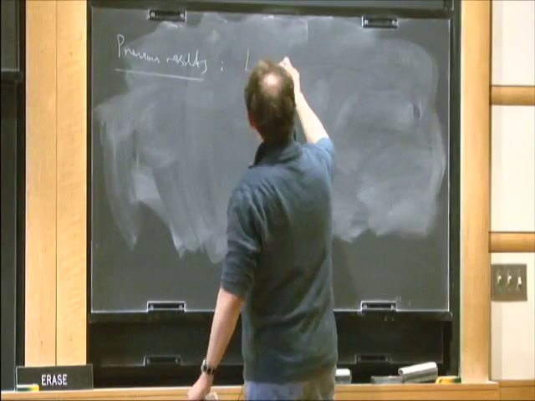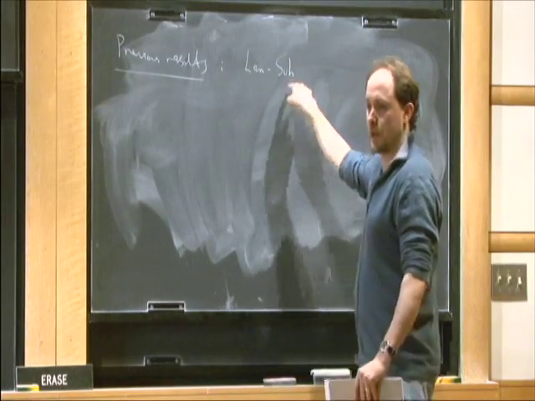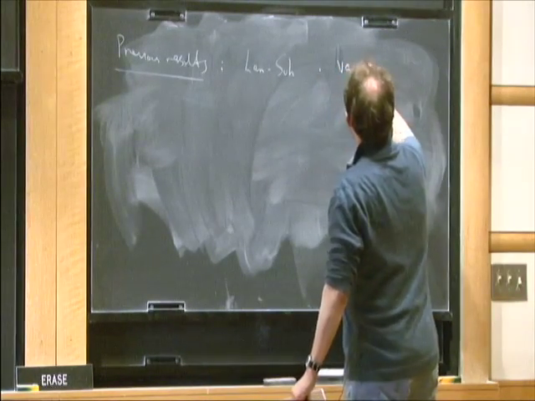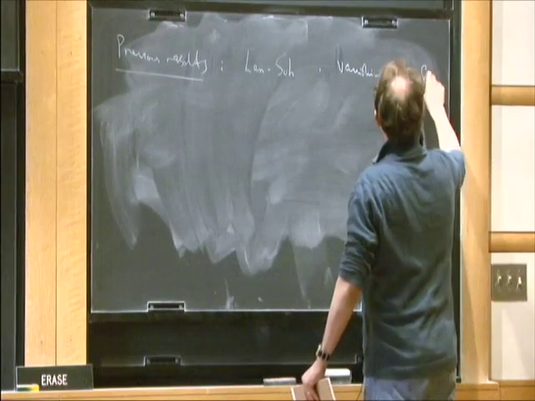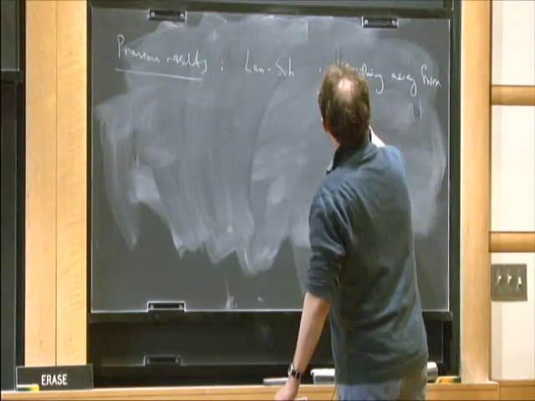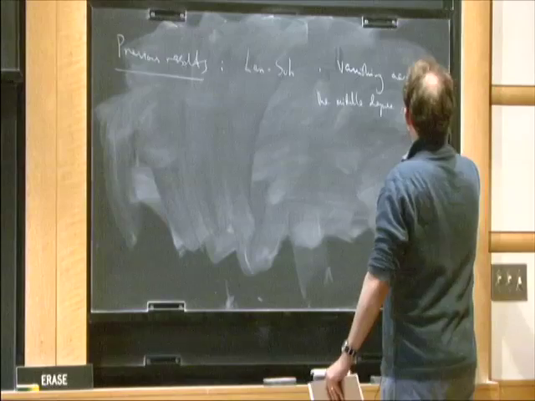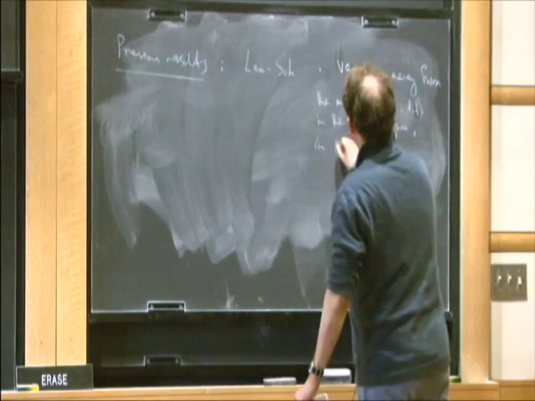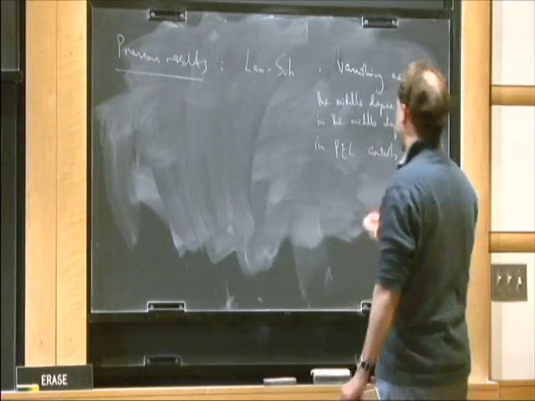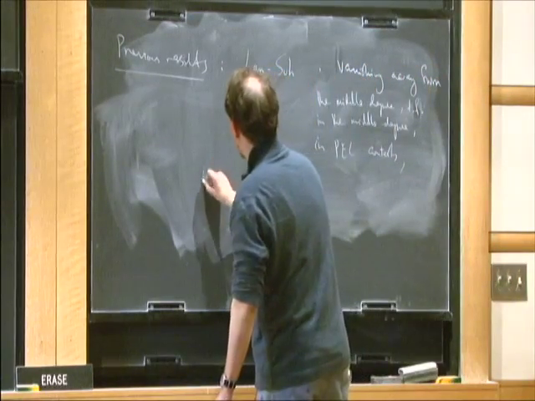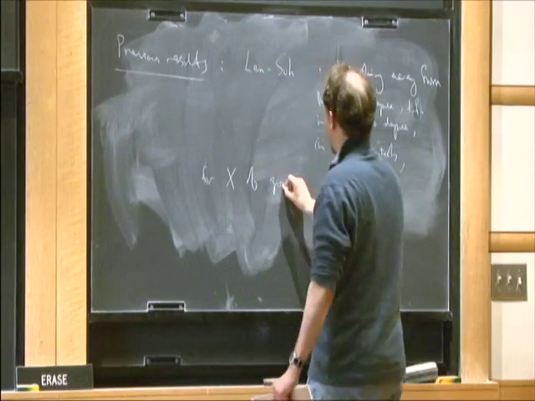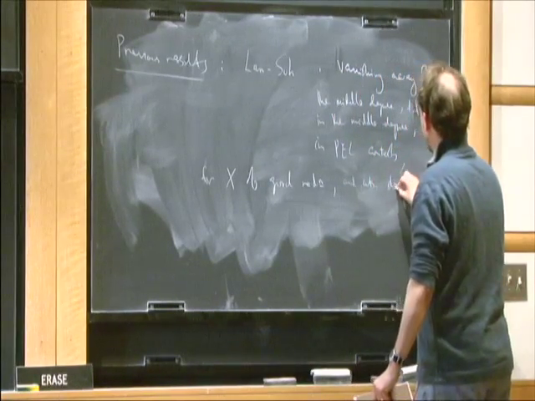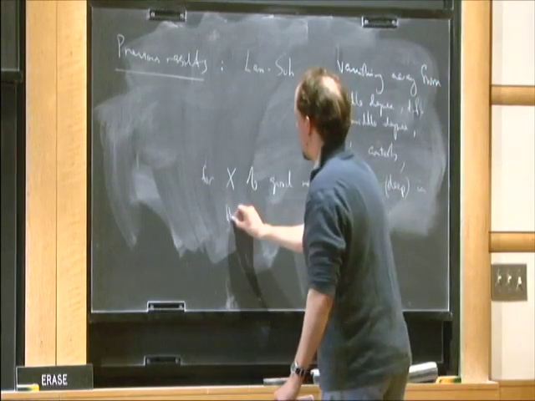The one that I think should be most mentioned is due to Kaiwan Lan, and I hope I have the spelling correct, and Sa, who proved vanishing away from the middle degree and sort of torsion free middle degree in many, maybe all PEL contexts, but for X of good reduction and weights may be often deep in the Fontaine-Laffaille range.